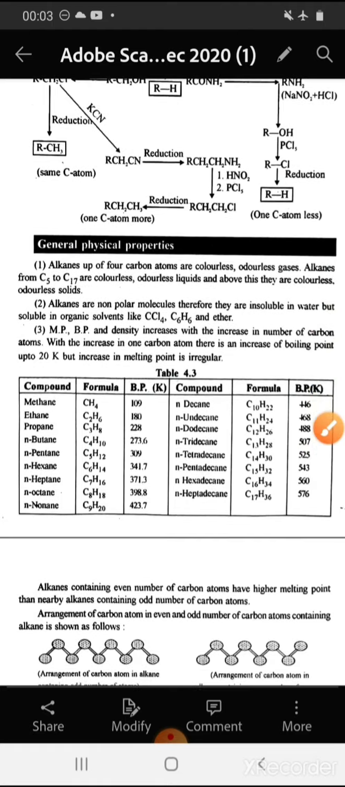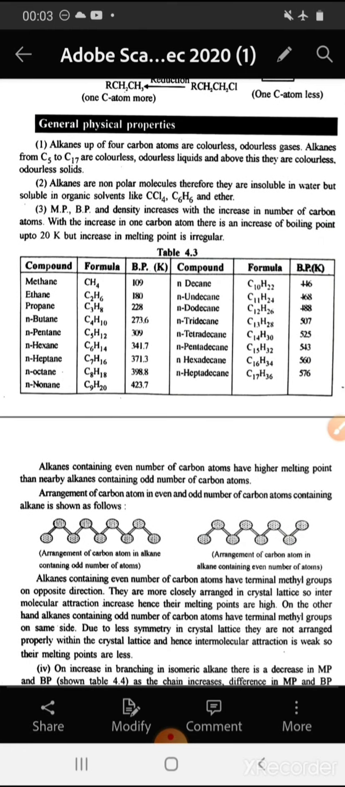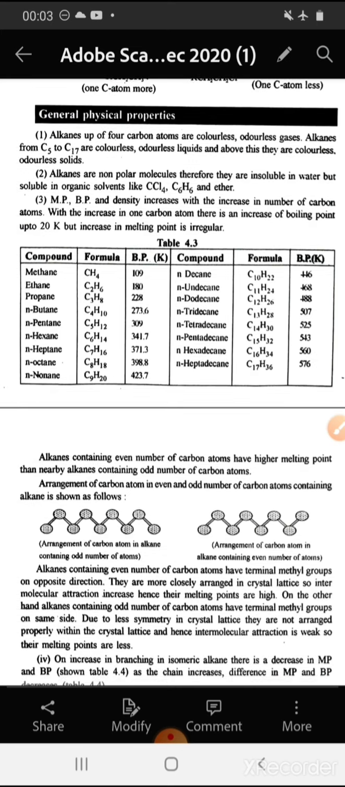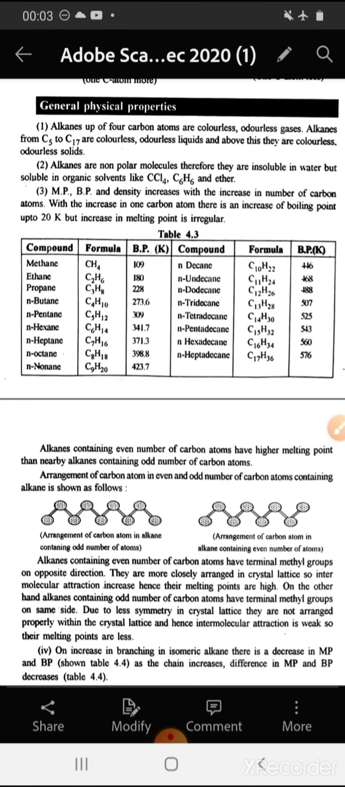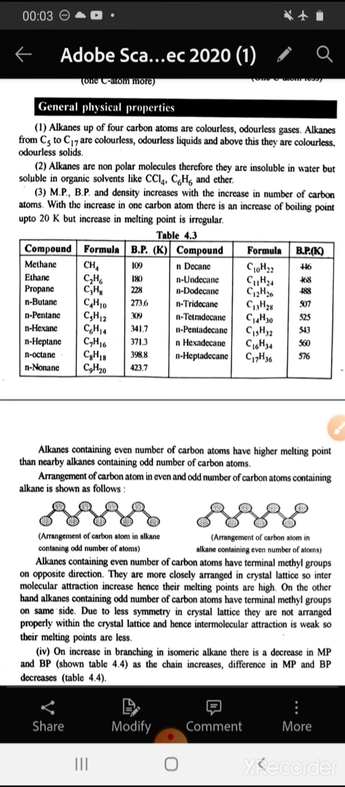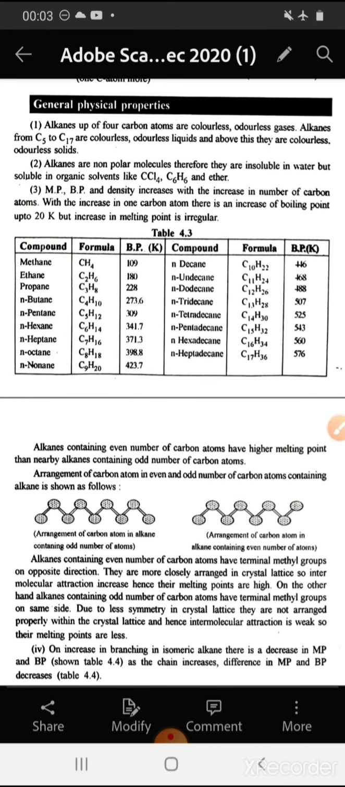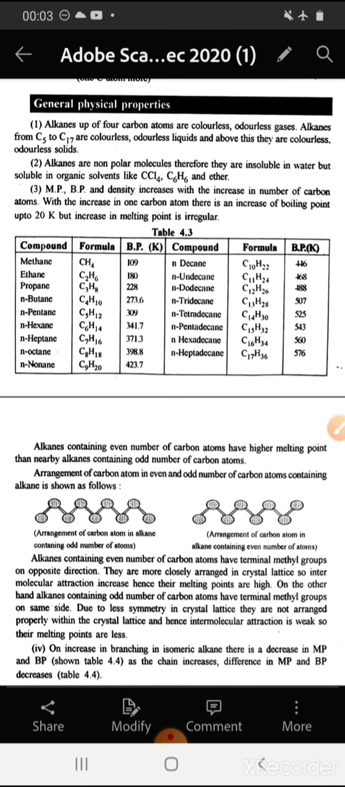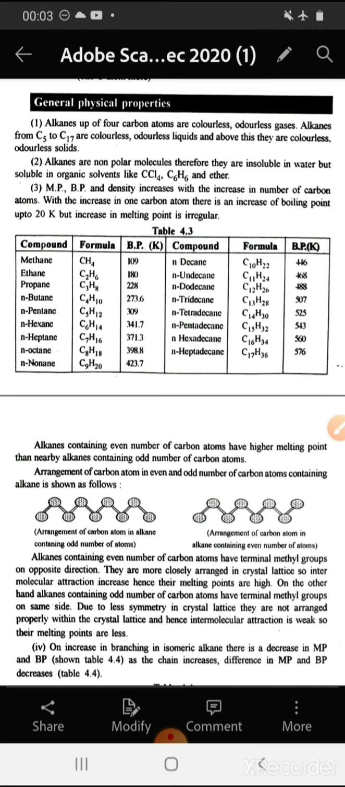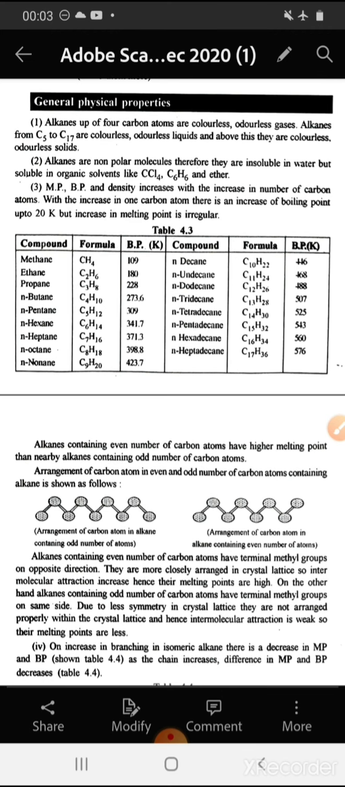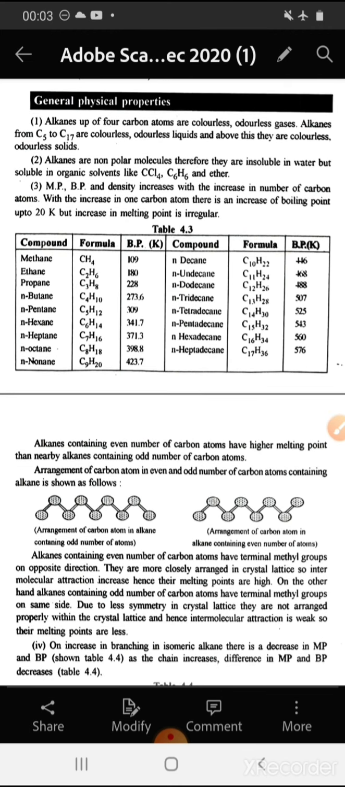Now we come to the general physical properties of alkanes. Alkanes up to 4 carbon atoms are colorless, odorless gases. Alkanes from C5 to C17 are colorless, odorless liquids, and above this they are colorless, odorless solids. Alkanes are non-polar molecules, therefore they are insoluble in water but soluble in organic solvents like carbon tetrachloride, benzene and ether.